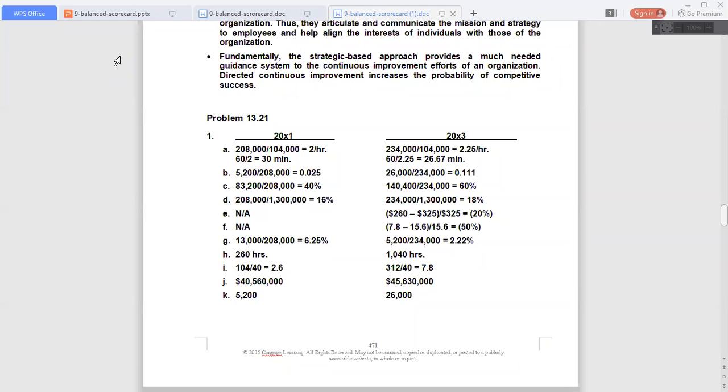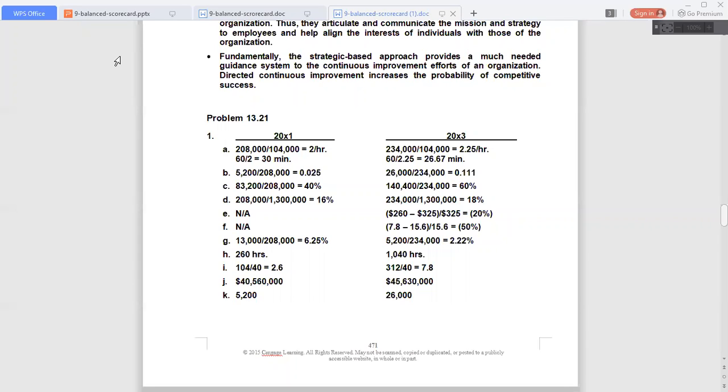In 20x3, we are now dividing 234,000 again by the production hours available of 104,000. So that gives the result of 2.25 per hour. So we divide 60 by 2.25, we get 26.67 minutes. So a reduction in number of minutes.